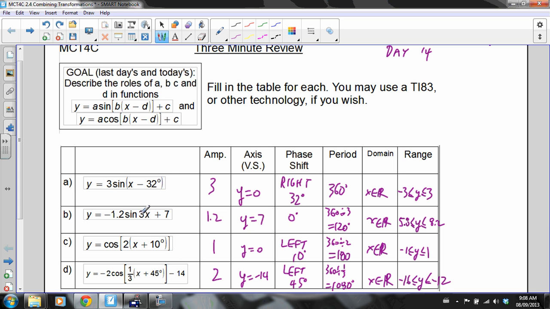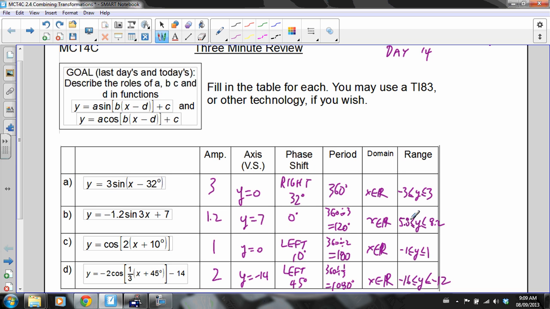So when B is 3, for instance, the period is 360 divided by 3, which is 120. How we would graph that is we'd figure out how often the important points occur. One thing that I want to mention is how we're going to get the range without having a graph. Because that seems to be where those numbers come from.